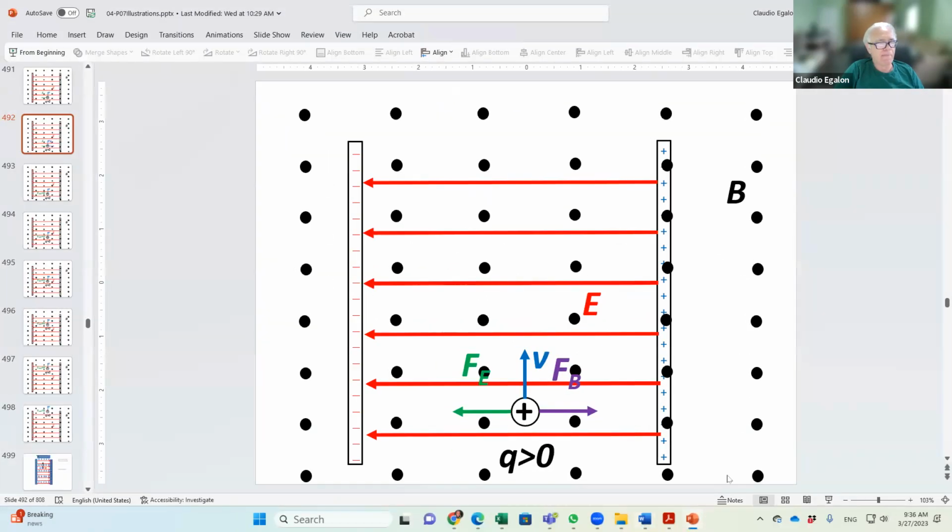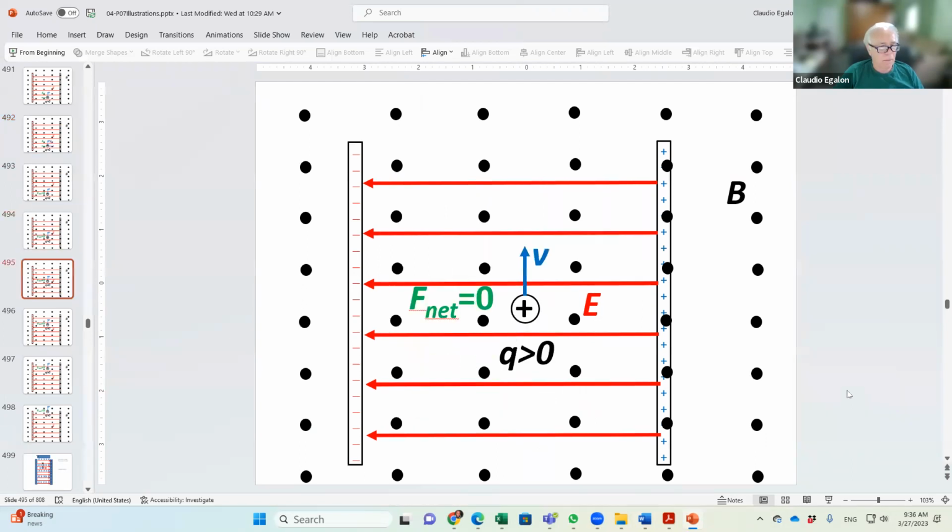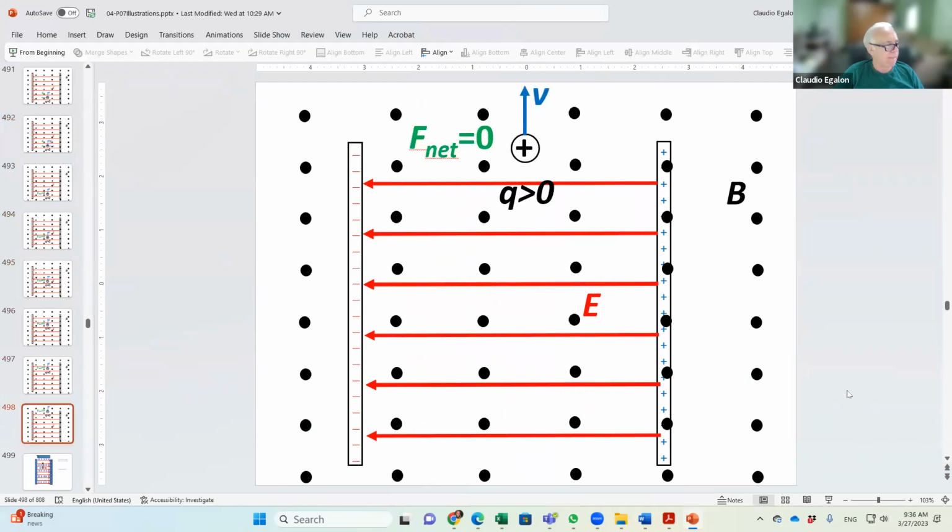So it will collide, it's the same, and it's not going to go through the volume. It will collide with this other plate. So that's the velocity selector.